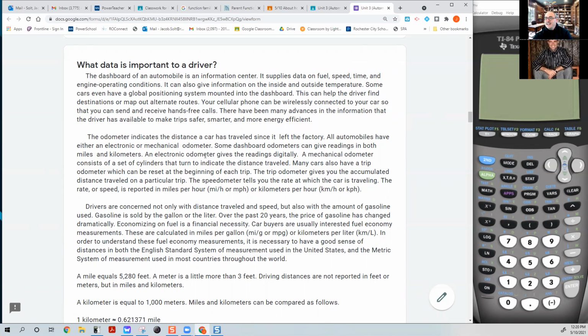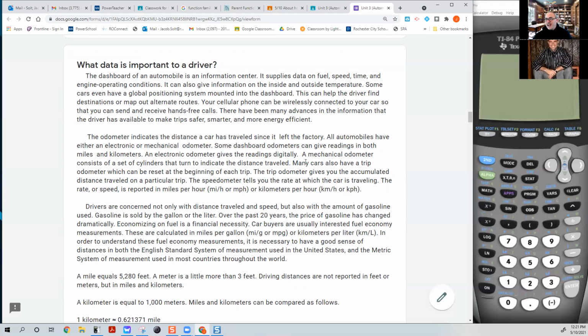The odometer indicates the distance the car has traveled since it left the factory, right? So that odometer there is measuring the distance the car has traveled since it left the factory. All automobiles have either an electronic or mechanical odometer. Some dashboard odometers give readings in both miles and kilometers. An electronic odometer gives readings digitally, right? It'll give you the actual numbers. While a mechanical odometer consists of a set of cylinders that turn. I don't know if you guys have even seen vehicles that have mechanical odometers lately. They're becoming less and less common. I'll include a picture of those sometime.